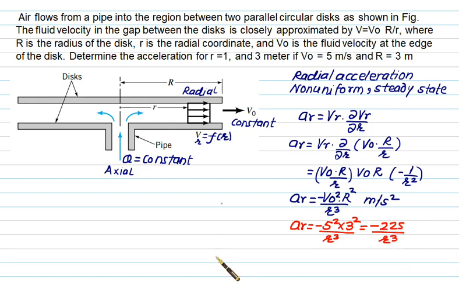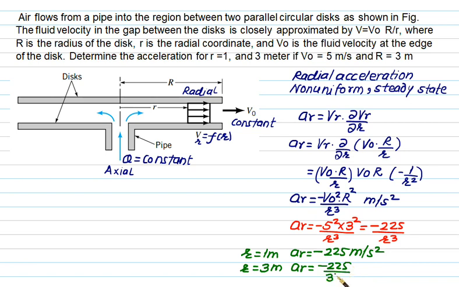We are interested at r equal to 1, so at r equal to 1 meter, we have radial acceleration equal to minus 225 divided by 1, which is the same as minus 225 meter per second square, and at r equal to 3 meter we have AR equal to minus 225 divided by 3 cube, that is equal to minus 8.33 meter per second square.